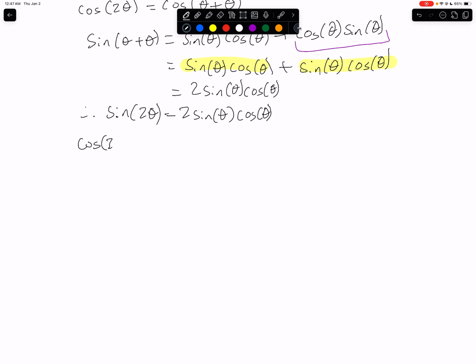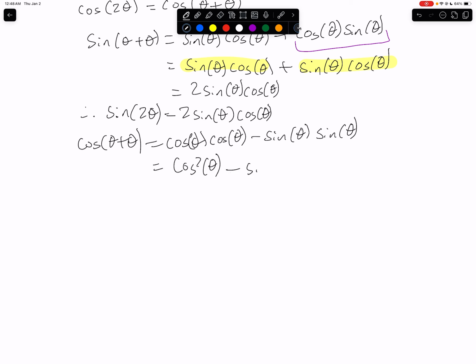Now for cosine. Cosine of 2 theta, or theta plus theta, equals cosine theta cosine theta minus sine theta sine theta. And of course this will then just be cosine squared of theta minus sine squared of theta. So therefore, cosine of 2 theta equals cosine squared of theta minus sine squared of theta.